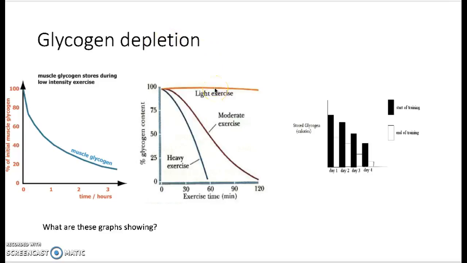This shows during light exercise, so submaximal exercise like this exercise, that glycogen doesn't deplete, whereas during moderate and heavy exercise it depletes more. Well, it depletes a little bit during light exercise, but not as much. And the right image shows stored glycogen over days of training.